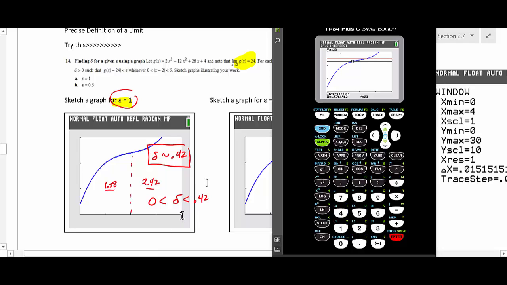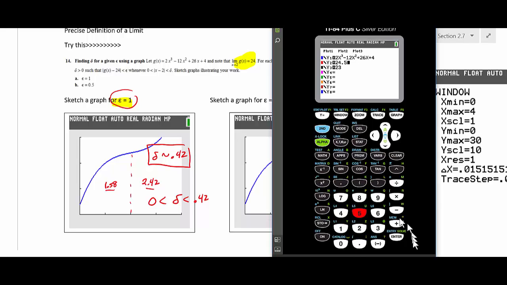Okay, now I'm going to close in and I'm going to make epsilon 0.5 and do the same thing. So what I would do on this, instead of making this 25, I would make it 24.5. Okay, like that. And then I would make this 23.5. And if I graph that, you'll just see the epsilon belt has closed in a little bit more. And then we can find those values of delta with the intersection command again. So we're just closing in a little bit more on that.